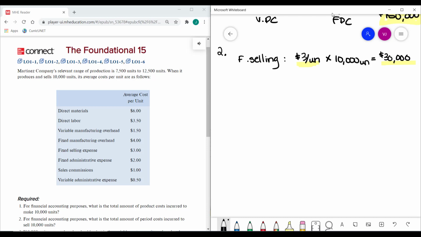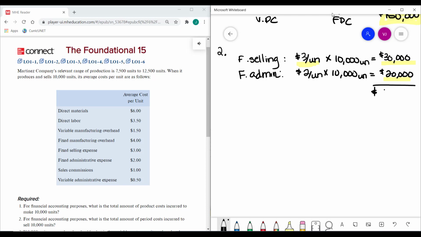Next, let's find the fixed admin cost. So when producing and selling 10,000 units, that cost came out to $2 a unit. So if they produced and sold 10,000 units, that means the total fixed administrative expense comes out to $20,000 per period. Okay, so this $30,000 fixed selling expense and this $20,000 fixed administrative expense, those are the fixed period costs each and every period. So that will stay the same as long as we're operating within that relevant range of activity.